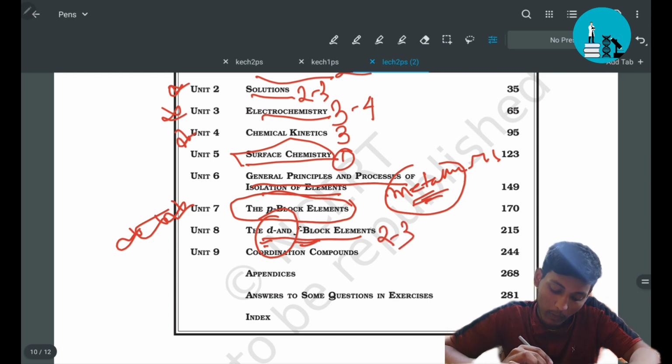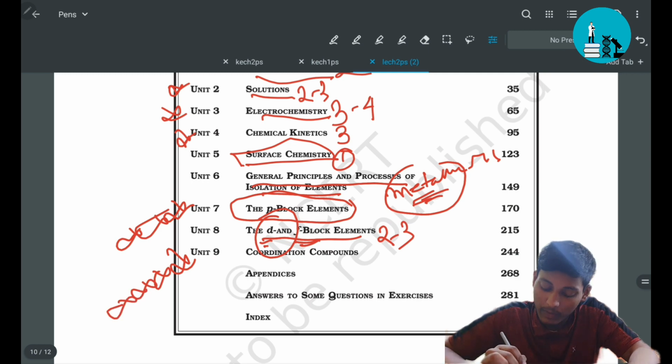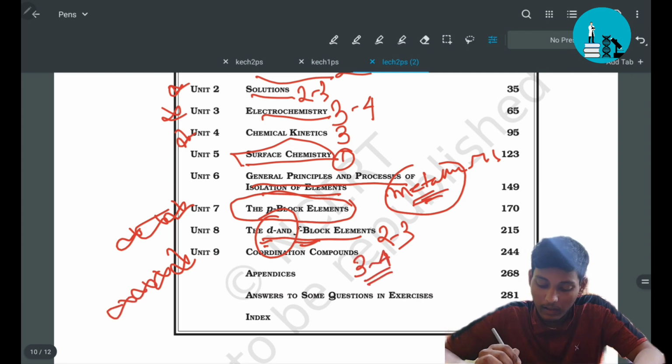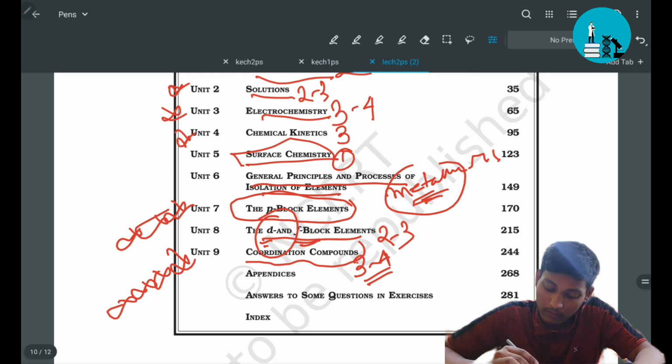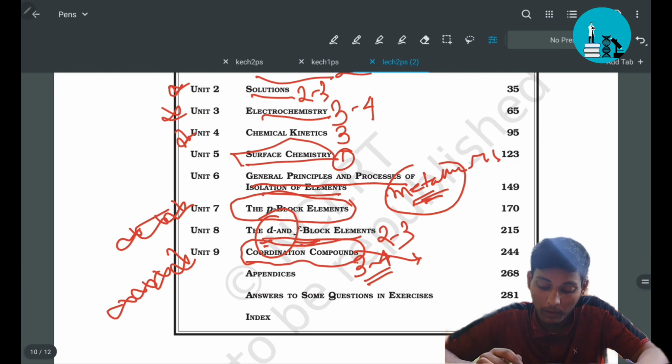And coordination compound is also a 5 star topic, because 3 to 4 questions from this chapter are asked in your NEET examination. And this is an applied topic, and a bit difficult, but it is a practice based, problem based topic.